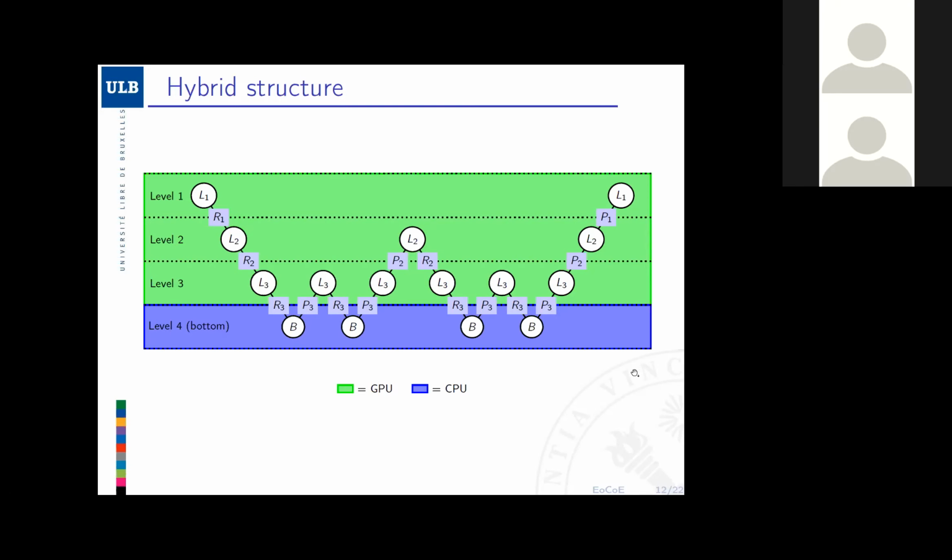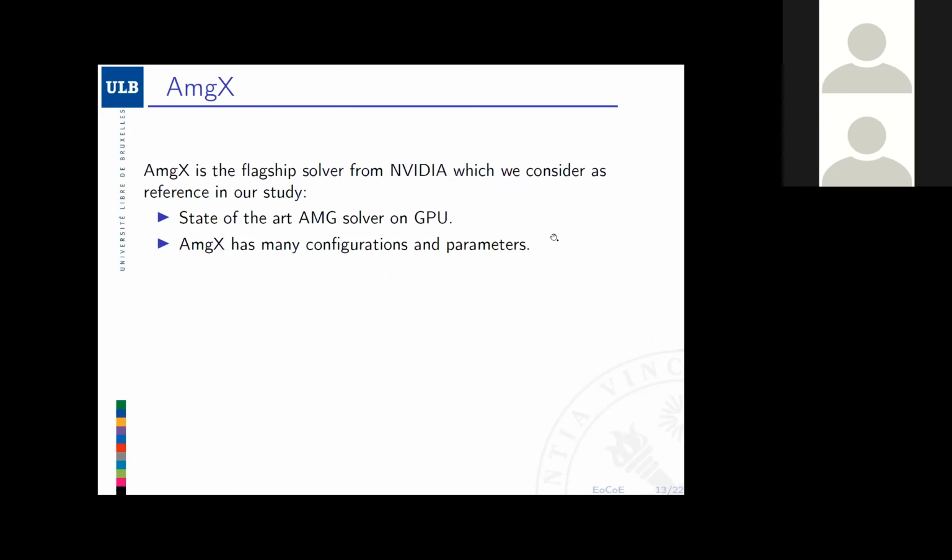So now that we have seen how we ported these three steps to GPU, we are going to have to benchmark this method. And for that, we are going to choose AMGX, which is the flagship solver from NVIDIA. And we're going to consider it as a reference in our study. AMGX is the state-of-the-art AMG solver on GPUs, only GPU.